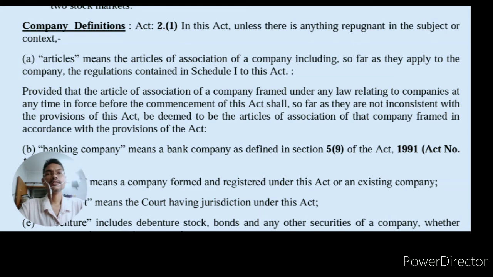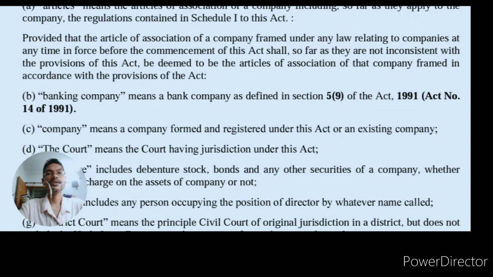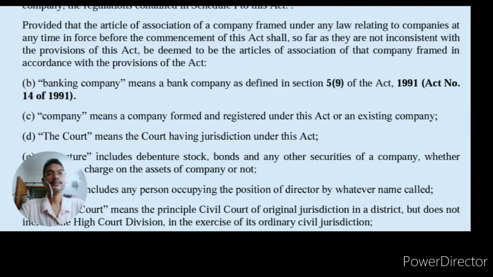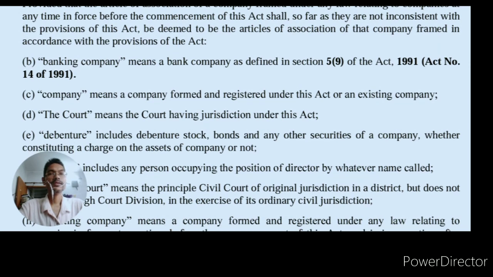A. Articles. Articles means the articles of association of a company, including, so far as they apply to the company, the regulations contained in Schedule 1 to this Act, provided that the articles of association of a company formed under any law relating to companies in force before the commencement of this Act shall, so far as they are not inconsistent with the provisions of this Act, be deemed to be the articles of association of the company formed in accordance with the provisions of this Act.